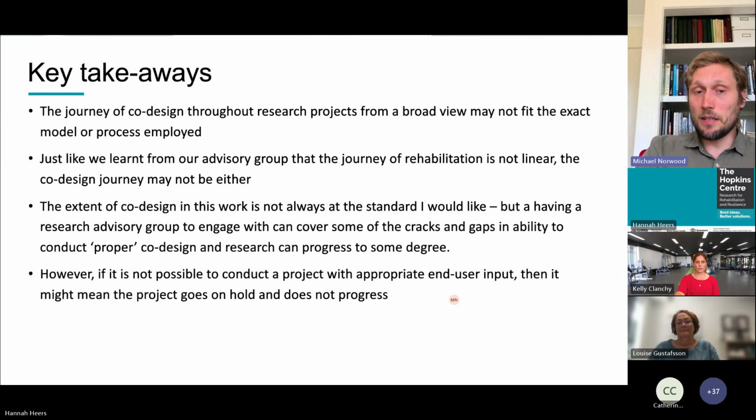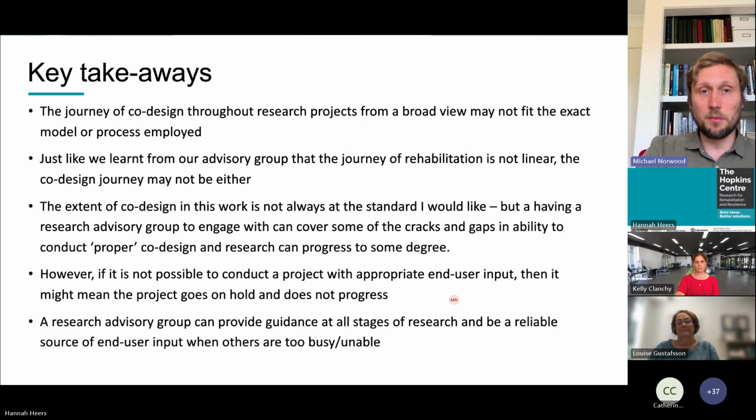In terms of that tender, we were too expensive. If you can't get the appropriate input, it might not be necessary to progress that body of work, and you need to come back to it later once you've developed the ability to do it properly. And again, the research advisory group provided those foundations.